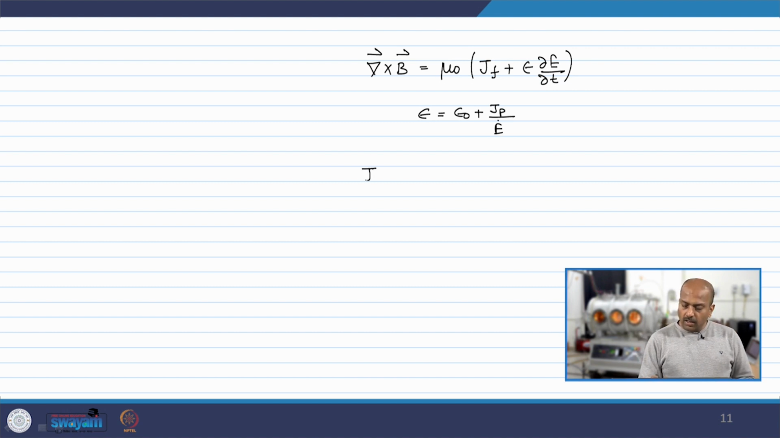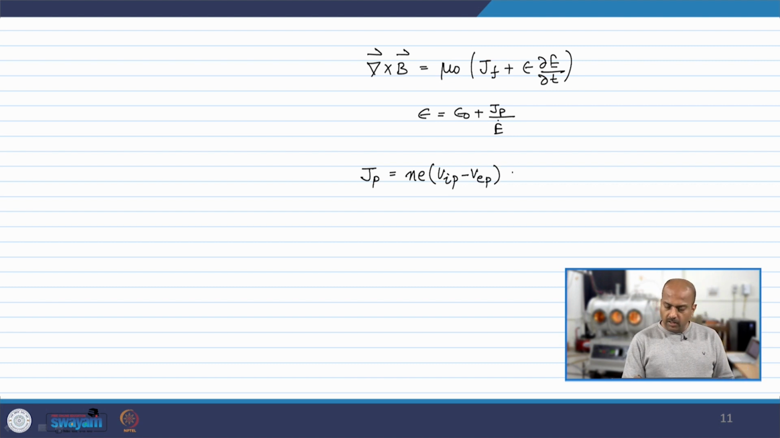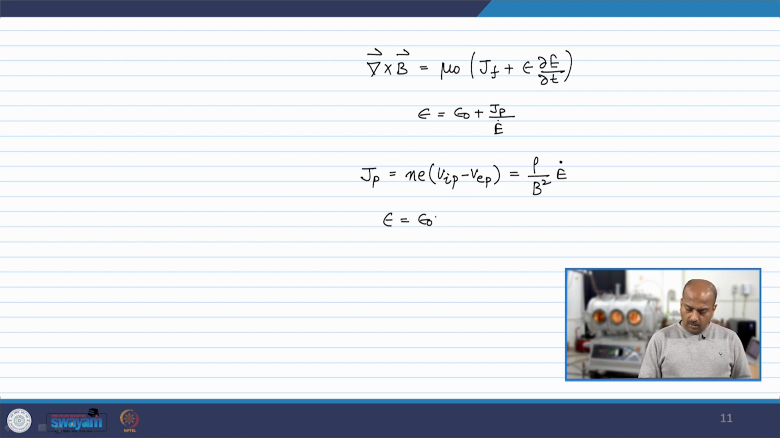So, this current density, the polarizing current density, is Ne(Vip minus Vep). J is equal to NeVd. Using this, we can write it as rho by B square E dot. So, equating the two expressions, we can realize that epsilon is epsilon naught plus rho by B square.